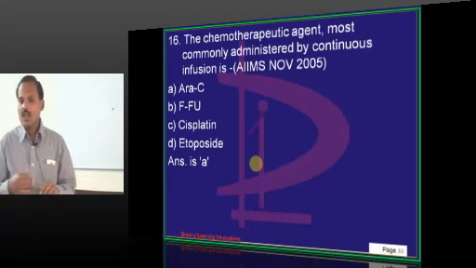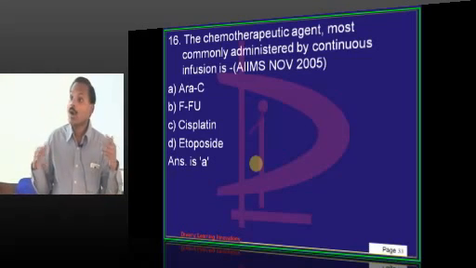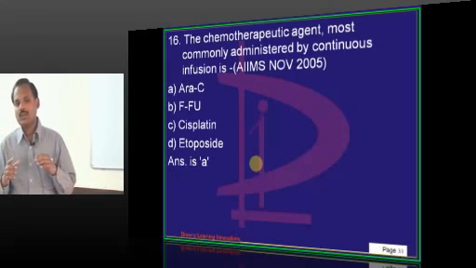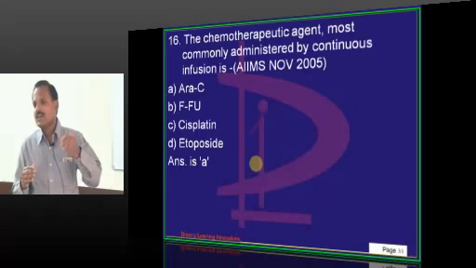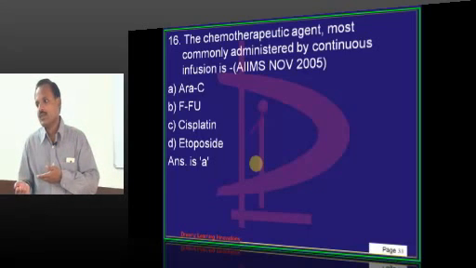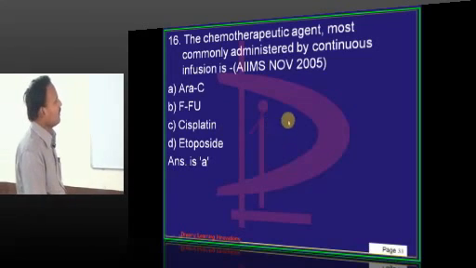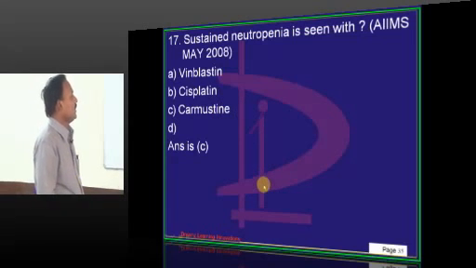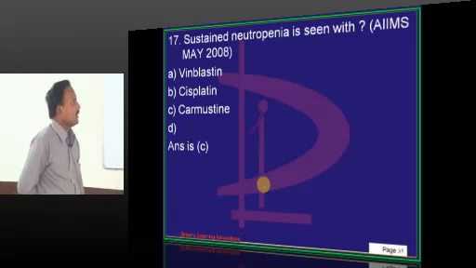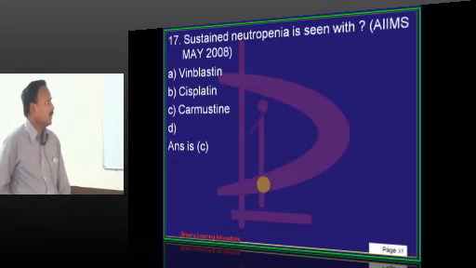So, you should not forget that whenever something is given, it will come again, but the only thing is they may make a small change. They may ask something one sentence before or one sentence after that in the textbook. So, cytosine arabinoside you should remember for this. Sustained neutropenia is seen with vinblastine, cisplatin, carmustine, or of course, the other option you can take as vincristine. They are not written, so this is very significant.